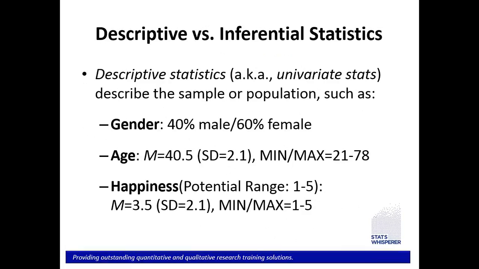So gender is a variable by itself. So if we have gender in our sample, we might describe that variable as 40% male and 60% female. Right? If age is a variable, we would describe the characteristics of that variable alone, such as M, meaning mean, is 40.5. So the average person, the mean age is 40.5, 40 and a half years, right? The standard deviation is 2.1, min-max, so oldest and youngest is 21 to 78. And there we have happiness again, as we described the characteristics of that variable earlier.